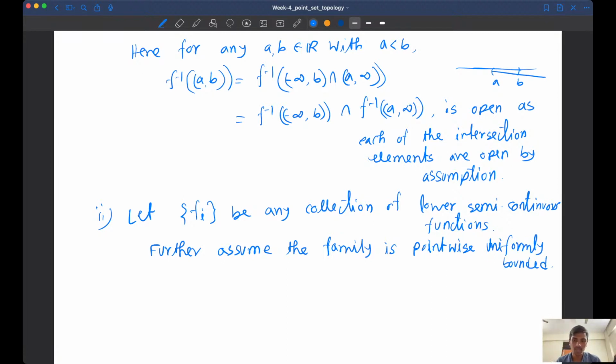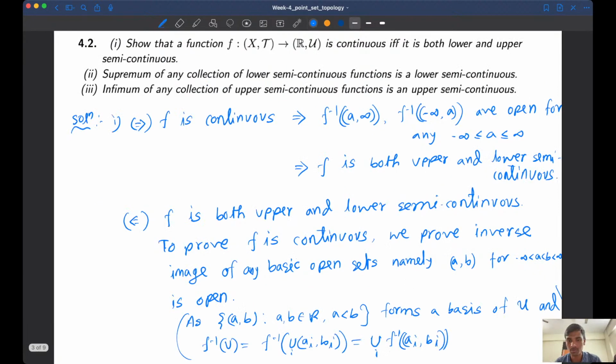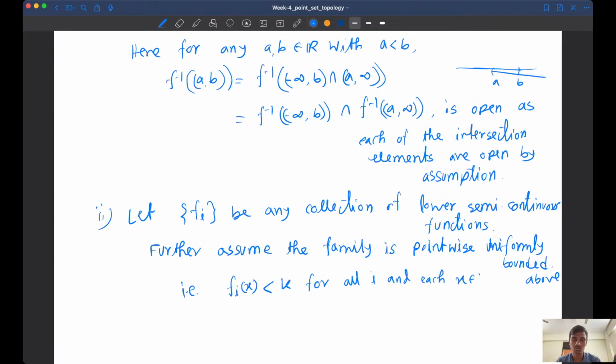Okay, so at least bounded above, that is enough. So fix x, this f_i(x) is less than some k for all i, and each x belongs to the domain where the functions are defined. Let's say they are functions from X to R. So this should happen.